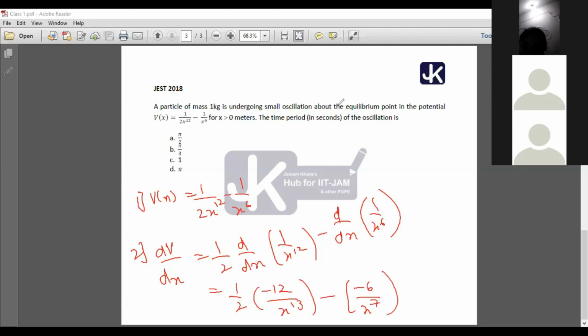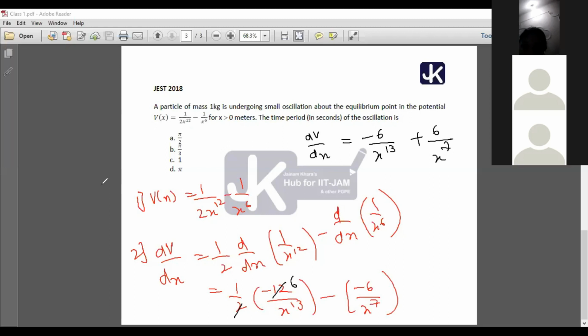Please cancel the things and see what we get. 2 ones are 2, 6 twos are 12. So we get dv by dx equal to minus 6 upon X raised to 13 plus 6 upon X raised to 7. Okay, this is dv by dx, everybody.